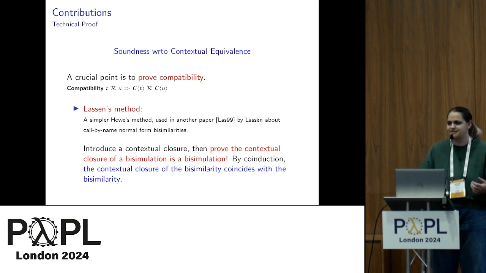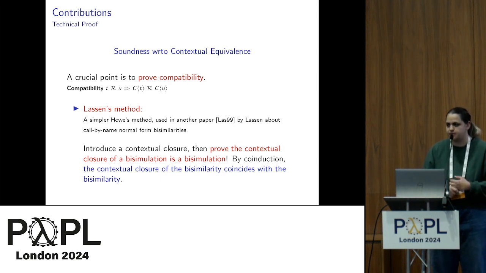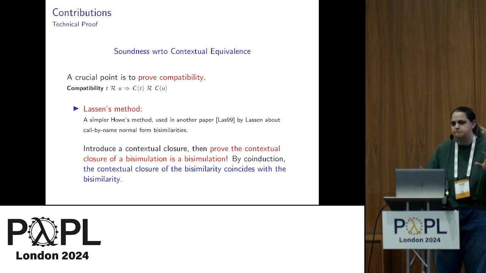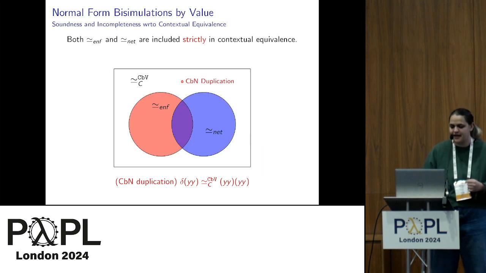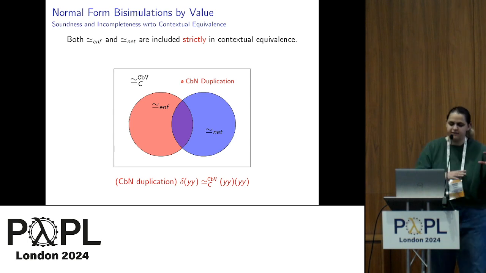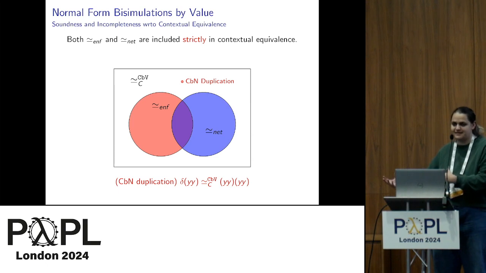So to prove that these normal form bisimilarities actually work, we need to prove that they are included in contextual equivalence, and the crucial point is to prove compatibility. So remember that the relation is stable under context closures, and we use Lassen's method, which is a simpler Howe's method, which was used for call by name normal form bisimulations. So we can prove that, well, Lassen already proved that his was included in contextual equivalence. We can prove that net bisimilarity, the new one we introduced, is included in contextual equivalence. And this inclusion is strict.